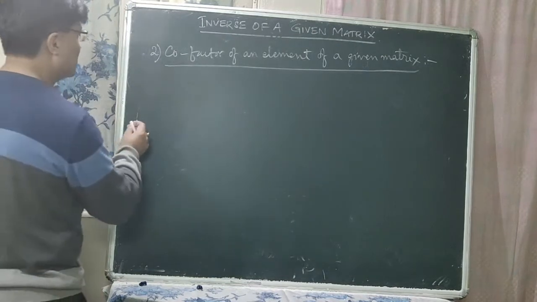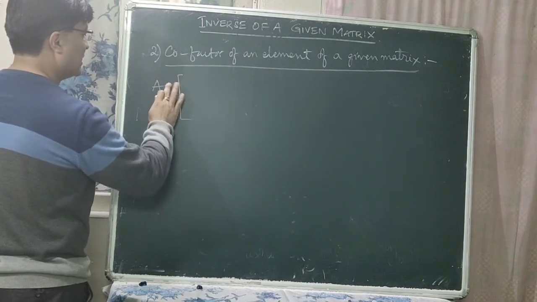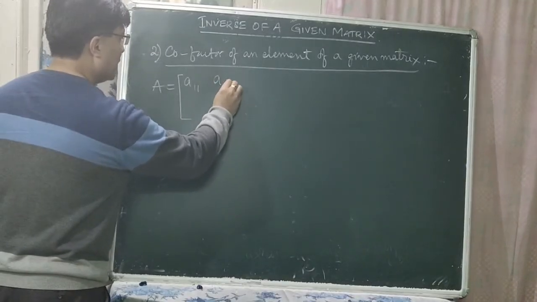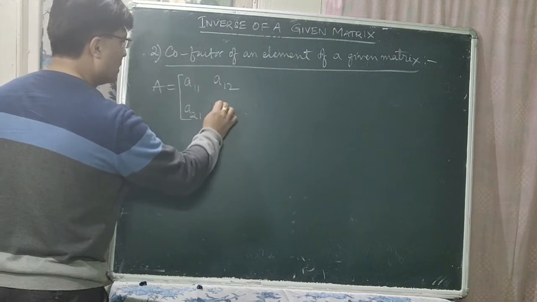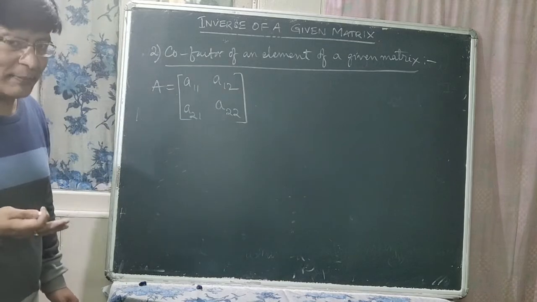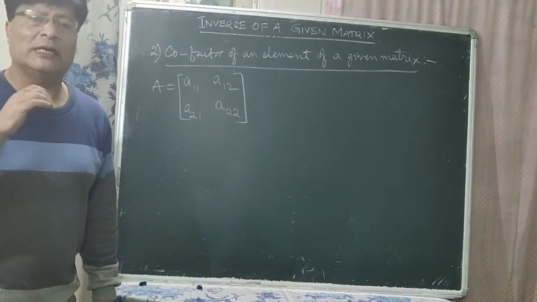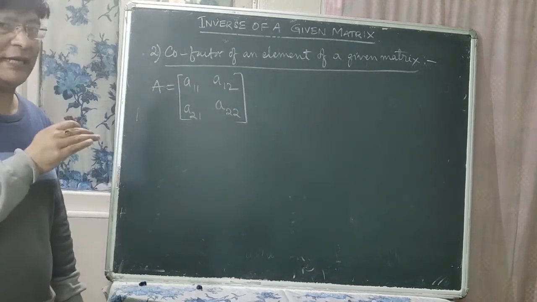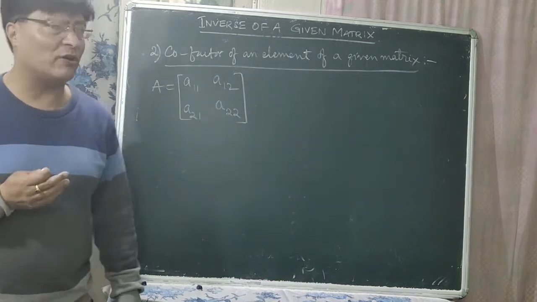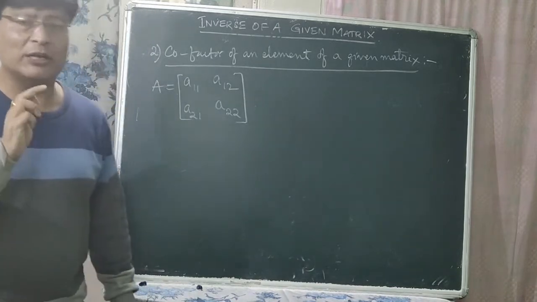Let us consider an example. Suppose A is a second order matrix, with entries a11, a12, a21 and a22. Now it is just like your minor. In minor, how did you get the minor of an element of a given matrix? It is obtained by deleting the row and the column through that element concerned. In case of cofactor also, you will get it by deleting the row and the column through that element concerned, but you have to consider the sign also.